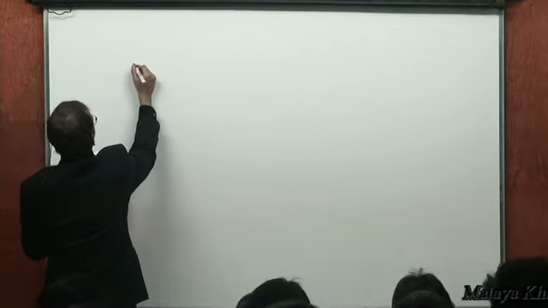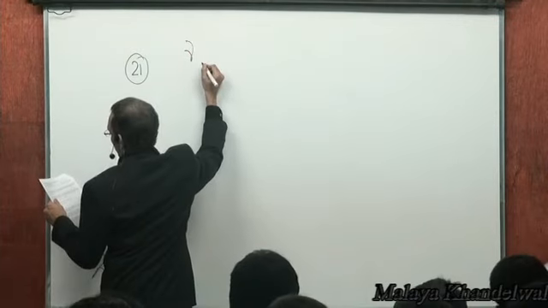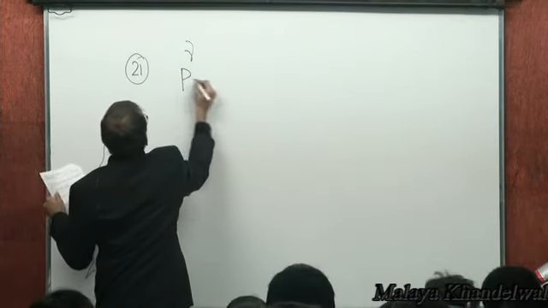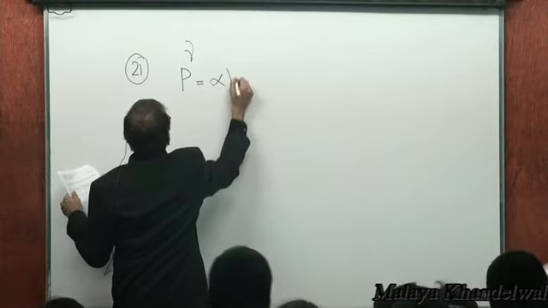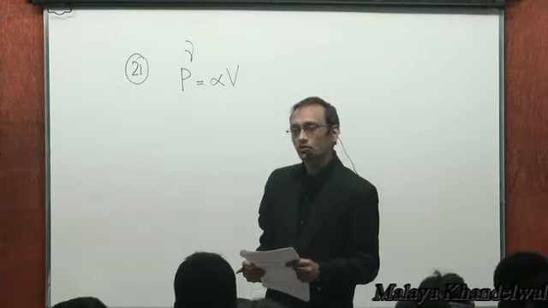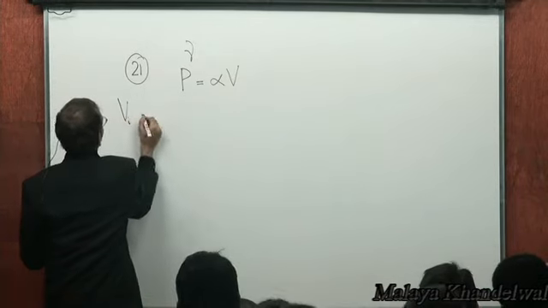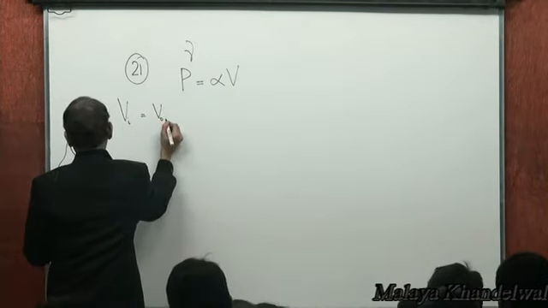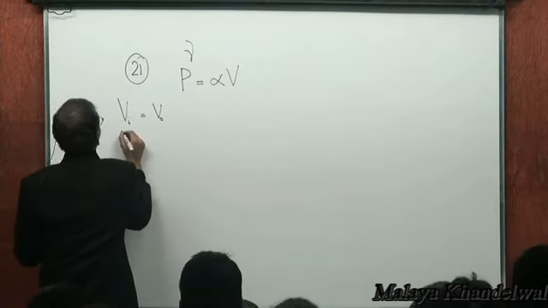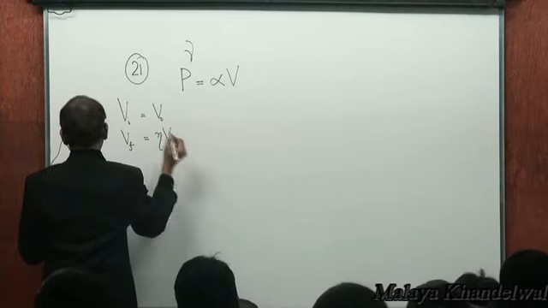21. An ideal gas whose adiabatic exponent is gamma is expanded according to the law P equal to alpha V, where alpha is a constant. The initial volume of the gas is given to be V naught. As a result of expansion, the final volume in this process becomes eta times V naught, right?